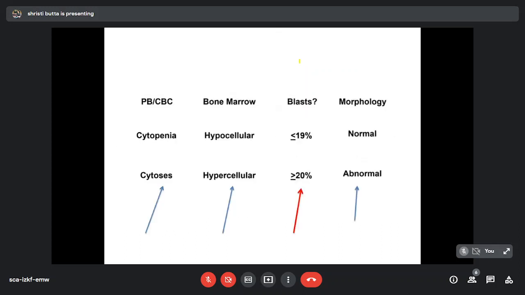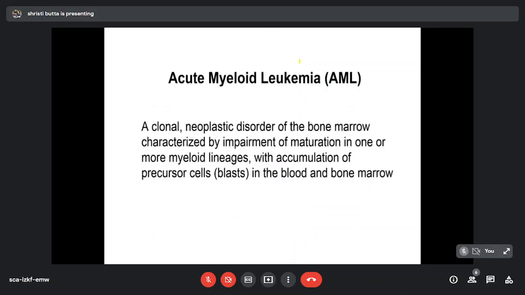Now coming to another case scenario. Patient presents with cytosis, bone marrow is hypercellular, and the blast count is more than or equal to 20%, and the morphology may or may not be normal. So what do you think it is? We move on to the most important myeloid neoplasm, and that is the acute myeloid leukemia.